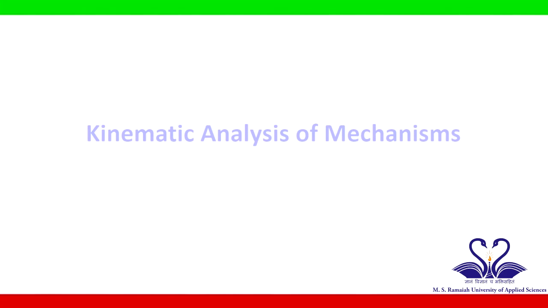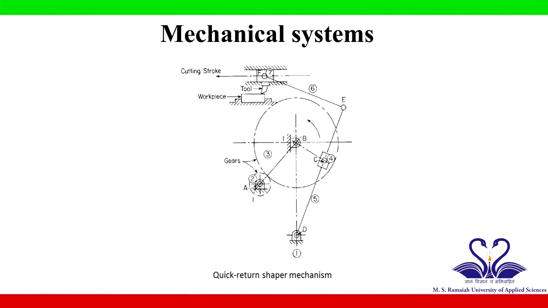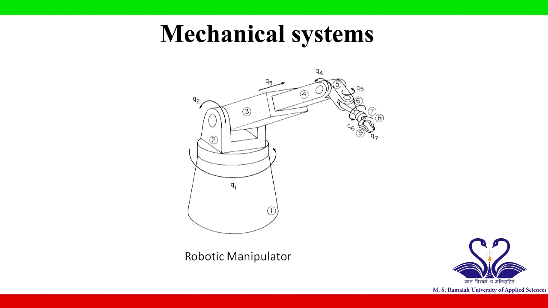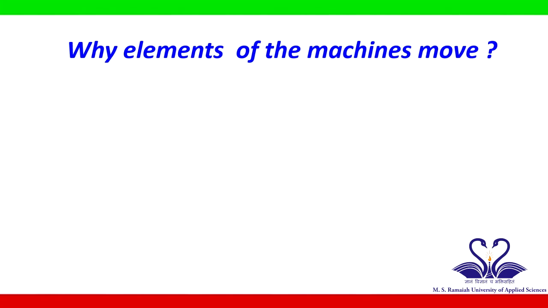Hi viewers, let us have a discussion on analysis of mechanisms. Before understanding the purpose of analysis of mechanisms, let us observe a few mechanical systems such as automobile wiper system, quick return motion system of shaper machine, automobile suspension system, robotic manipulators, IC engines, etc. In all these systems, why do you think the elements of these machines move?